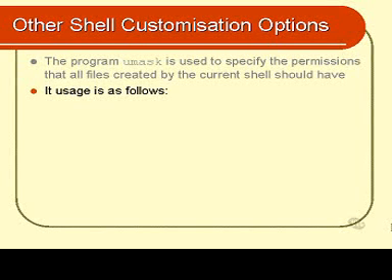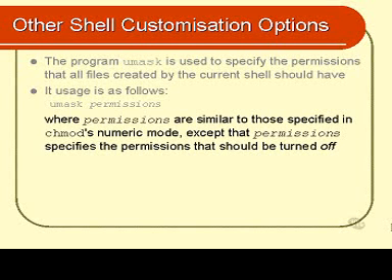The usage for umask is as follows. You type in umask followed by the permissions for the files that are going to be created later by the shell. Very interesting. You've got to be fully comfortable with this fact. The permissions that you specify are like those of chmod's numeric mode, in other words the 644, except that the permissions specify which permission should be turned off. Not which permission it should be turned on, or which permission should be set to, but actually which are turned off. Let's have a look at an example.